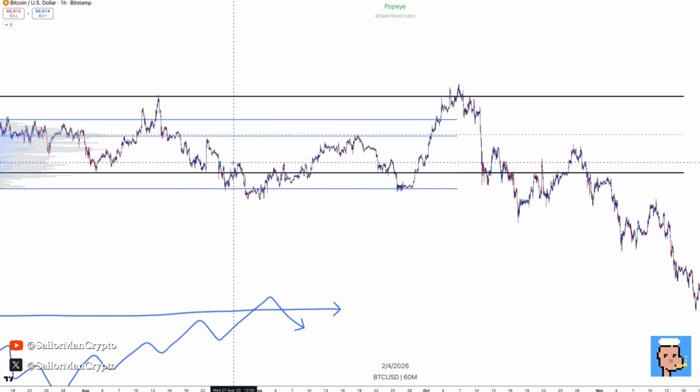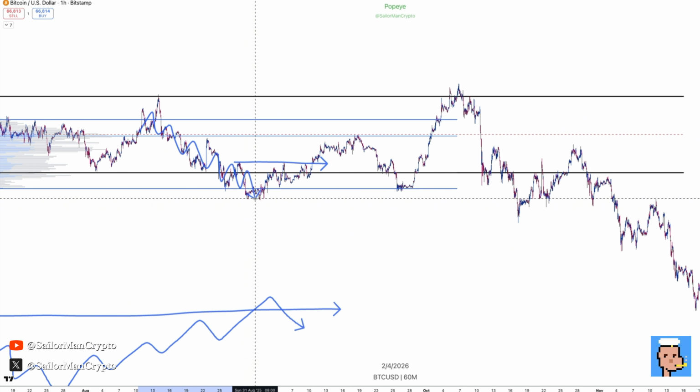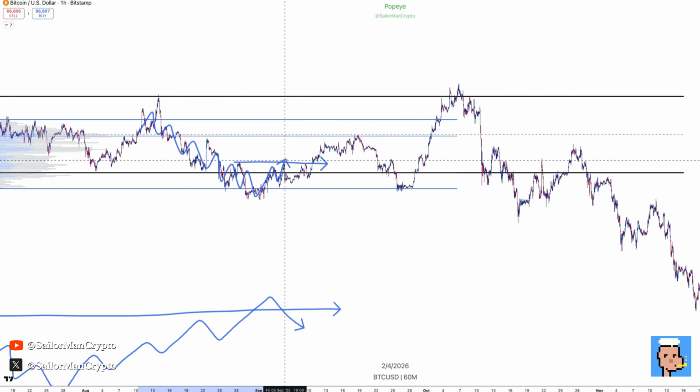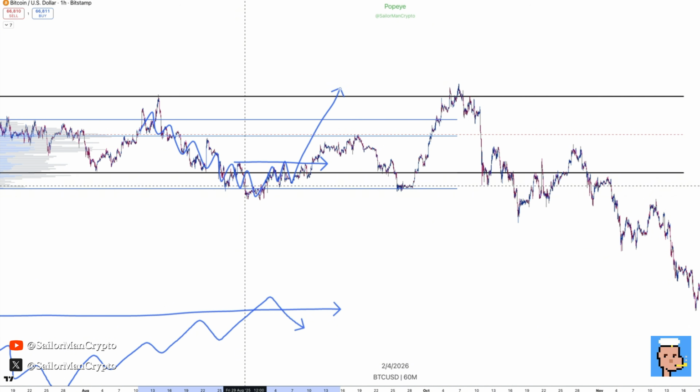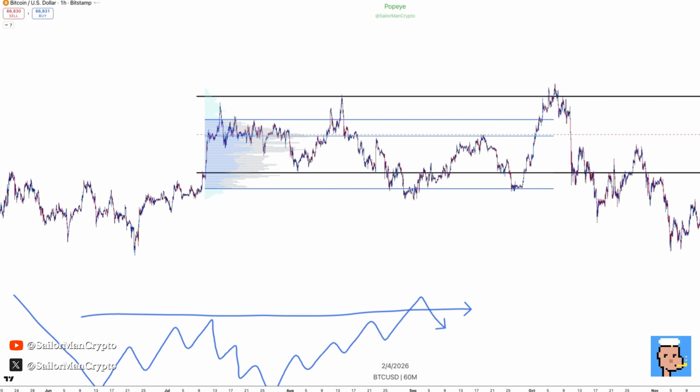Another example is this. You see price was coming down, deviated below the range, started to break structure here, and then moved to the other side. You saw there are a few market structure breaks, depending on the time frame you're looking at, and it started to move to the other side.